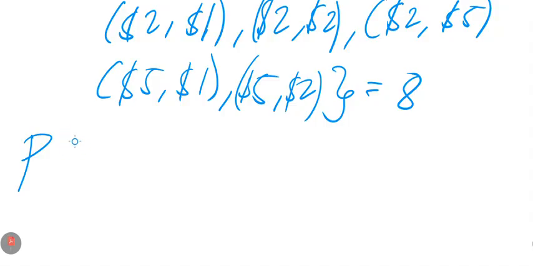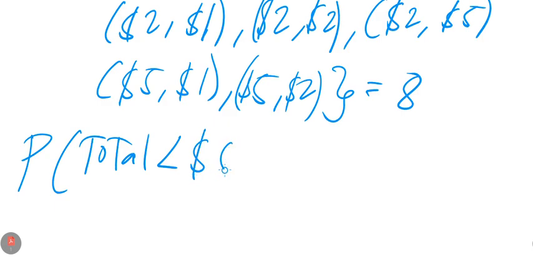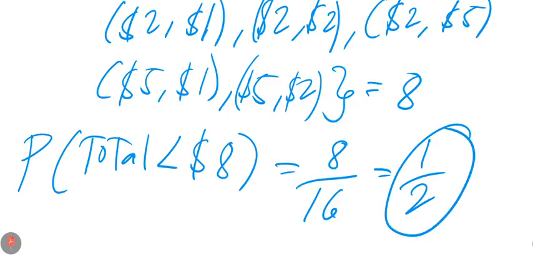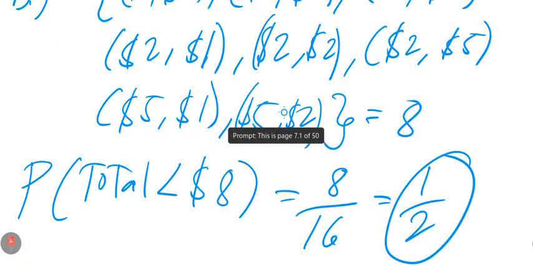Okay, so the probability that the total is less than $8: we find about 8 of them out of 16, which we can convert into its lowest term. That's going to give us 1/2. Okay, so we have the answer now.